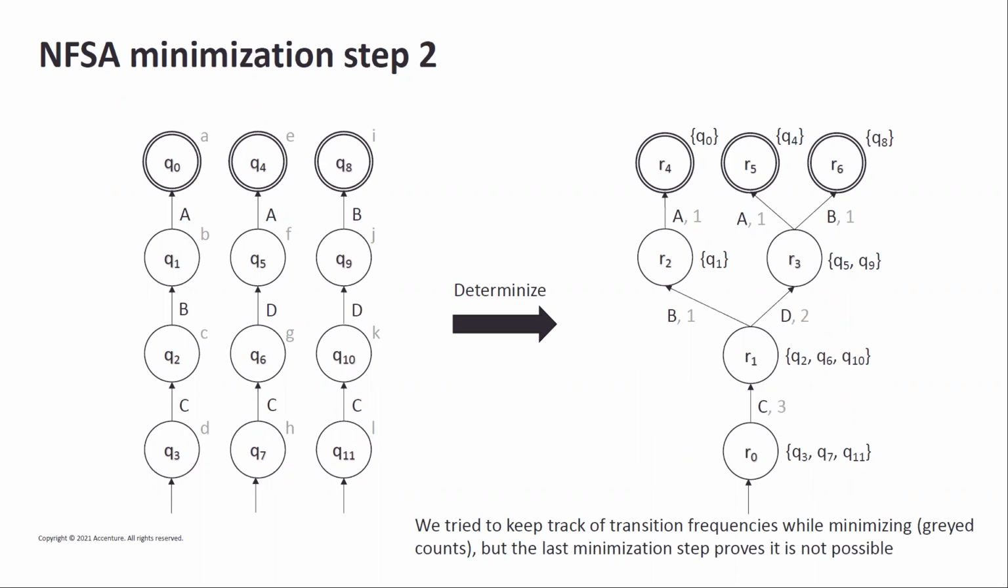So as you can see here, the state 0 in the determinized automaton represents the states Q3, Q7, and Q11 as the transition C has been collapsed in all 3. And just one insight into our initial implementation of this work, we tried to keep track of the transition frequencies, as you can see here in gray. But as you'll see in the final step, this actually is not possible. And so we have to add a step after the minimization to do this.